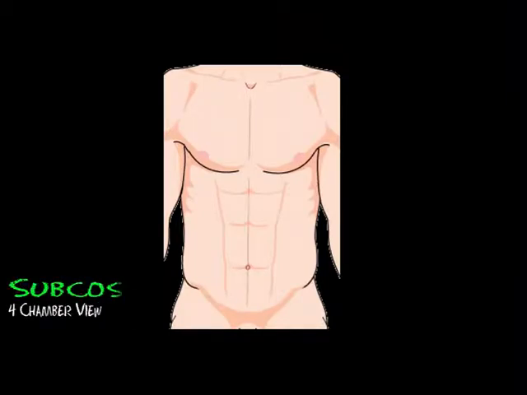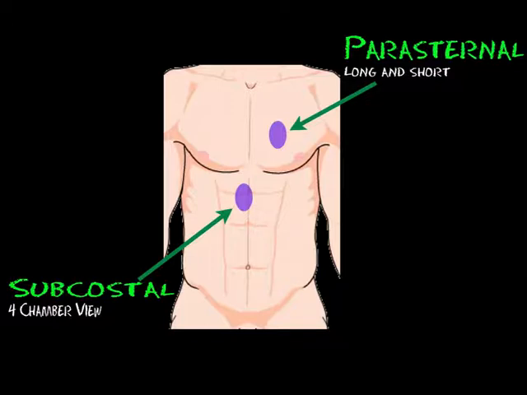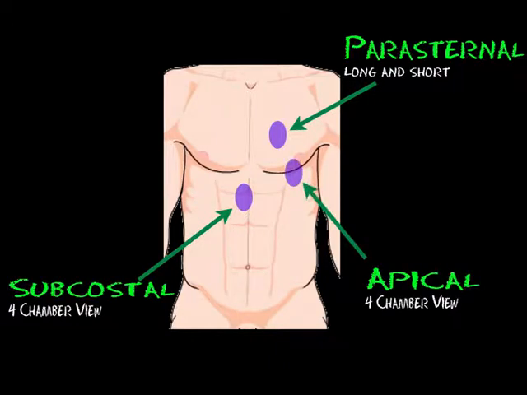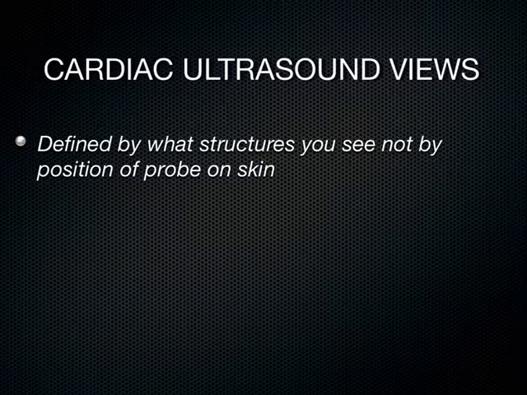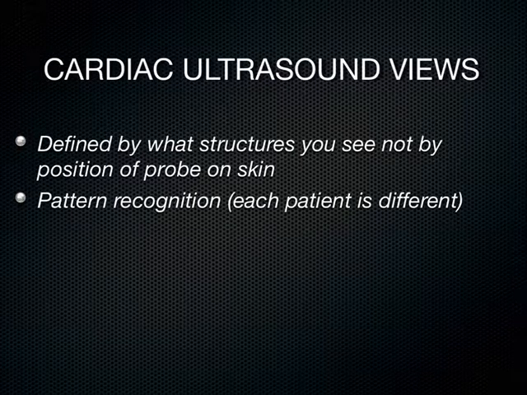Where do we put the probe? Well, there's the subcostal 4-chamber view that we're very used to, as well as the parasternal long axis that we're very used to with cardiology and the trauma exam. But the parasternal short and the apical 4-chamber are definitely something we're going to want to focus on in this lecture as well. So how do we define the cardiac ultrasound views? They're defined by the structures you see on the screen, not the position of the probe on the skin, because everybody has a different chest wall shape, and what you're really looking for are certain patterns on the screen more so than exactly where to put the probe on the chest.